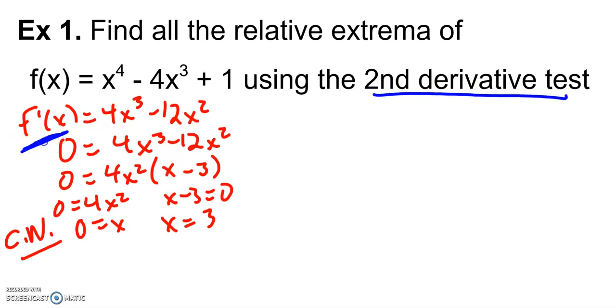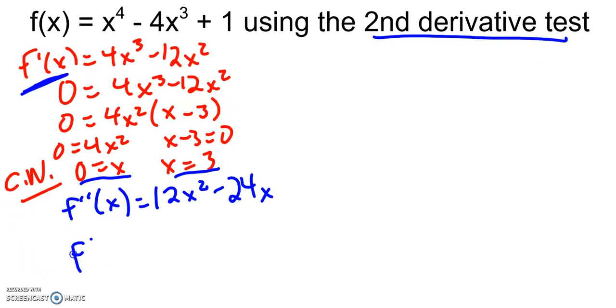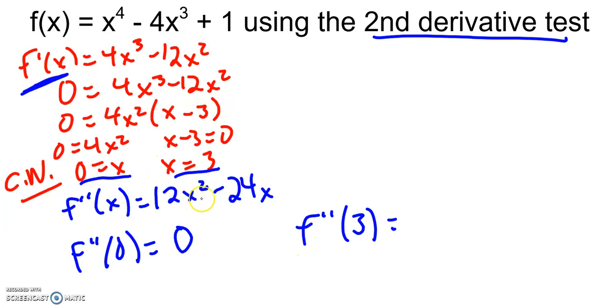So the second derivative here would be 12x squared minus 24x, and then we take these critical numbers of 0 and 3 and substitute those into our second derivative. If I plug in 0 first, I'd get 0 minus 0, so that gives me 0. And then if I plug in 3, I will get 3 squared, 9 times 12, subtract 24 times 3, and that should give me 36.